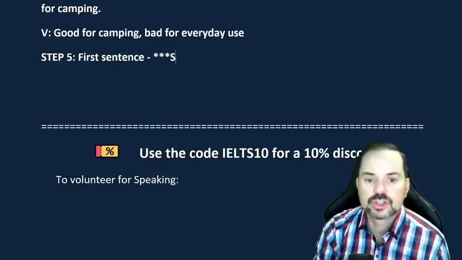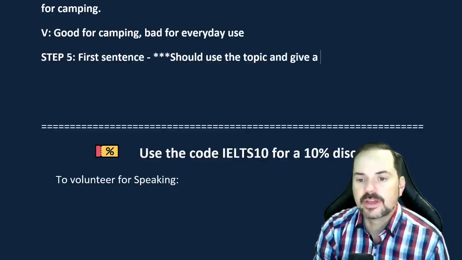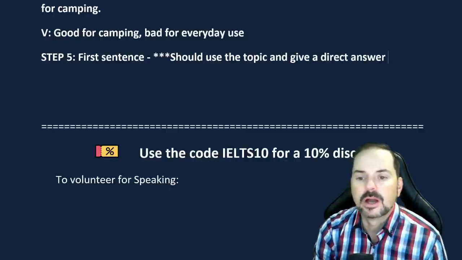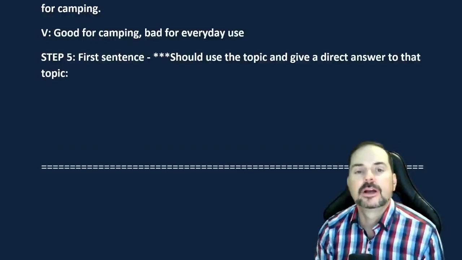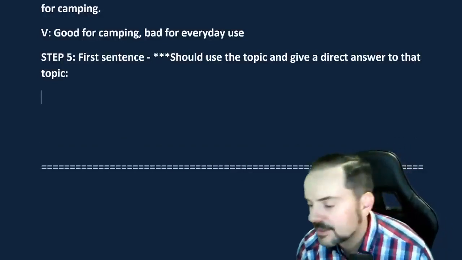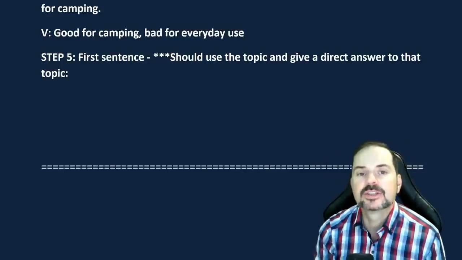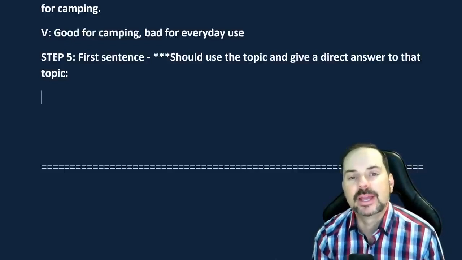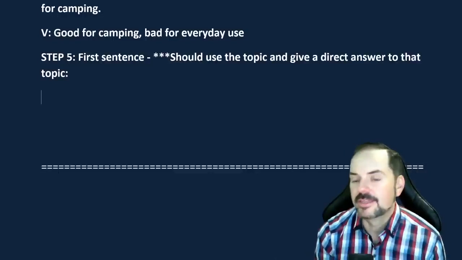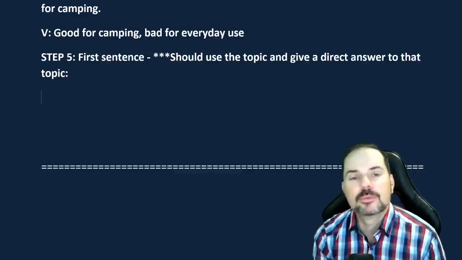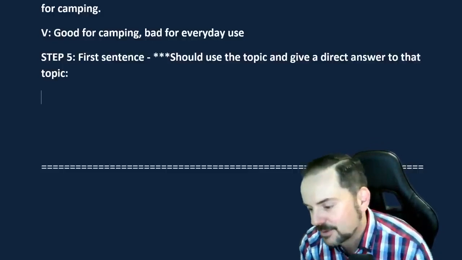Now, the first sentence should use the topic and give a direct answer to that topic. Okay, so I'm going to give the first sentence here, and then you can do the same. We'll compare. Now for this exercise, let's all focus on writing sentences talking about the sport, okay? And then you can come up with different sentences when you get your chance to talk to me live, okay? Because that's what we're going to do next.